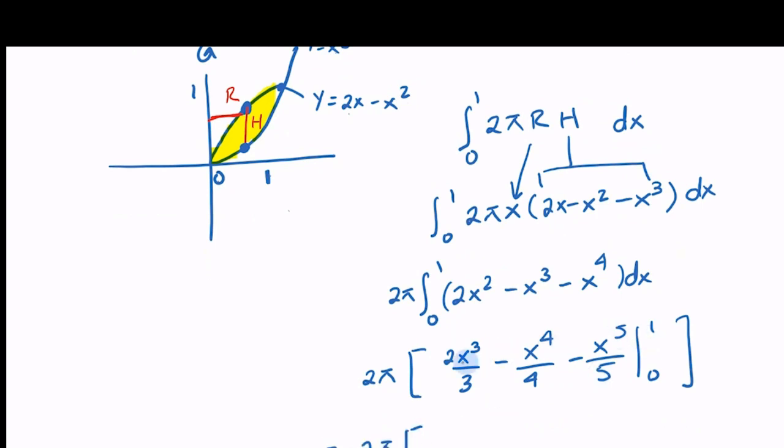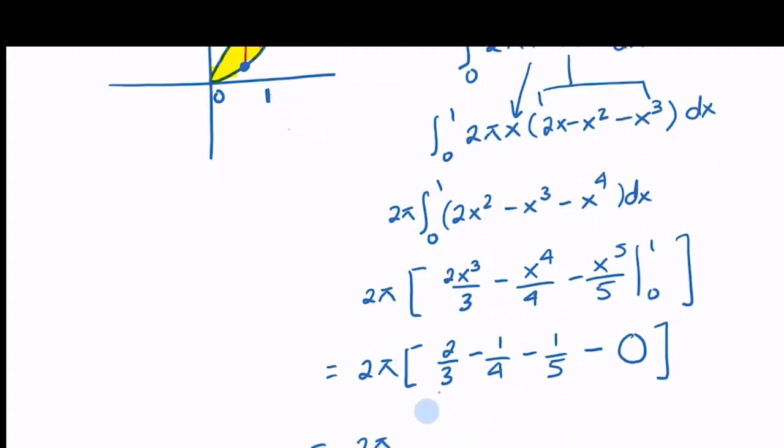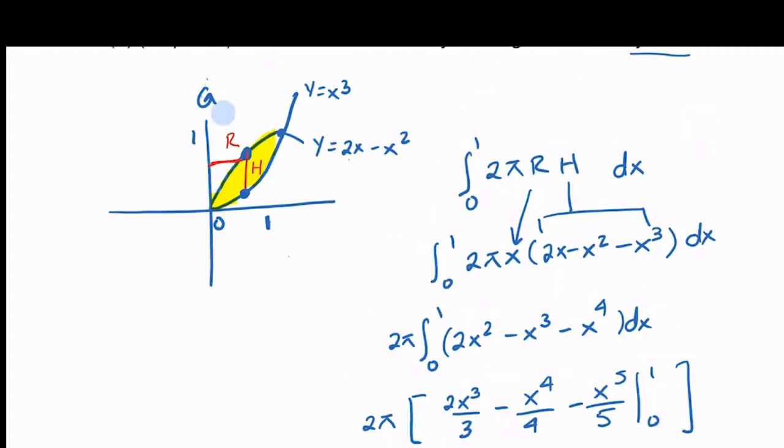If we plug in a 1, all the x's basically go to 1, so it's not going to affect us in any significant way. So it's going to be 2 over 3 minus 1 over 4 minus 1 over 5, minus, if we plug in a 0 everywhere, all those x's will go to 0. So all that remains is to simplify this fraction. If we simplify this, we're going to end up with 13 divided by 60, which we have to multiply by the 2 pi, so it's going to be 26 pi over 60, or if we reduce, 13 pi over 30. That's the volume of that region if it was rotated about the vertical y-axis.